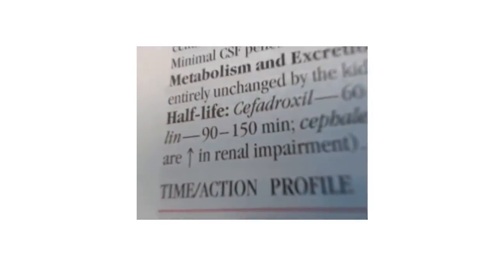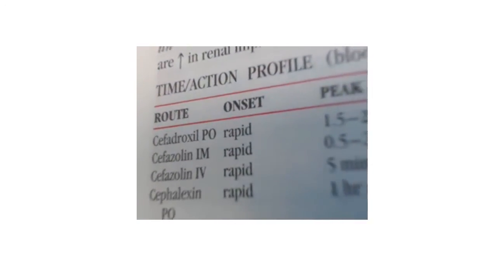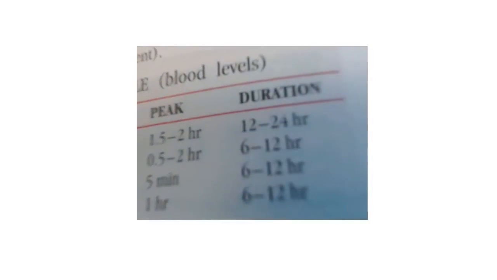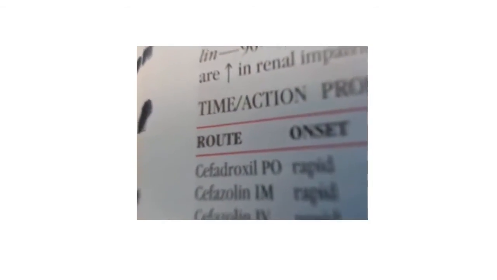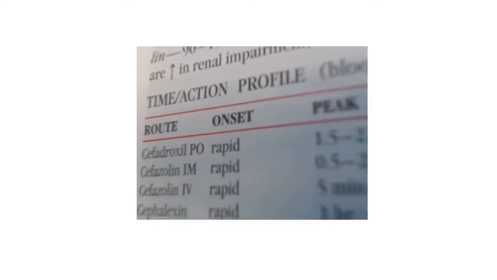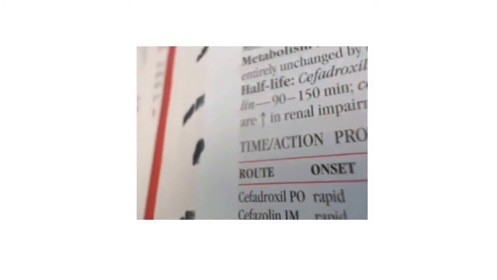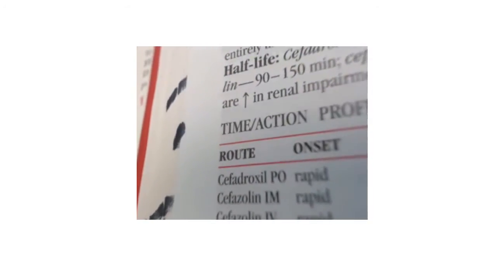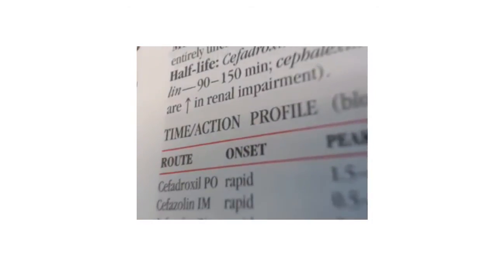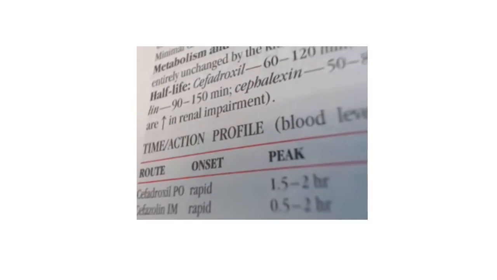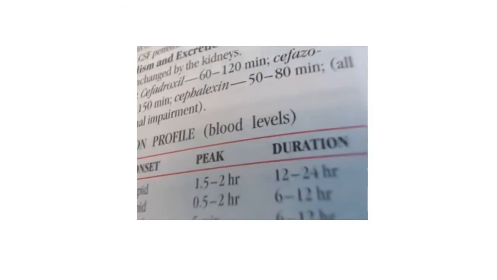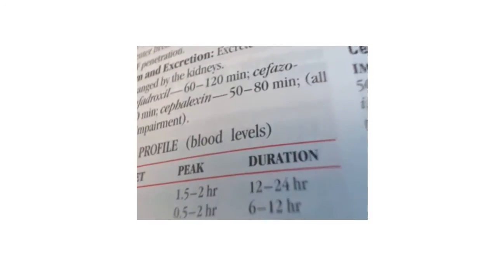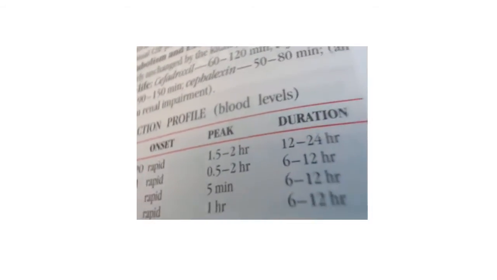And it gives you the different routes, and for the different routes, how rapid the onset and peak and the duration is. So we see that if they're taking this PO, it has a rapid onset of 1.5 to 2 hours, and it lasts for 12 to 24 hours. If it's given IM, it also has a rapid onset of usually a half an hour to 2 hours, so even more rapid, and it lasts 6 to 12 hours.